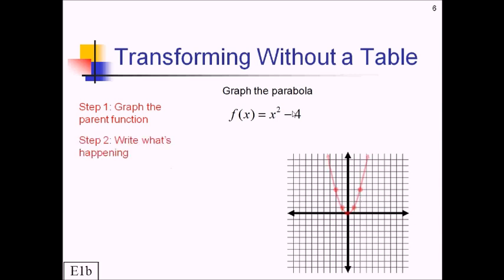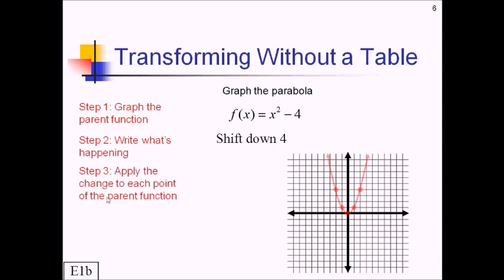Write out what's happening. So here we are shifting down 4. That's the same as subtracting 4 from all the y values. And then actually apply that change to each point of the parent function. So down 4. This one goes down 4. (0, 0) goes down 4. And the same thing for the other 2 points. And then reconnect the dots.